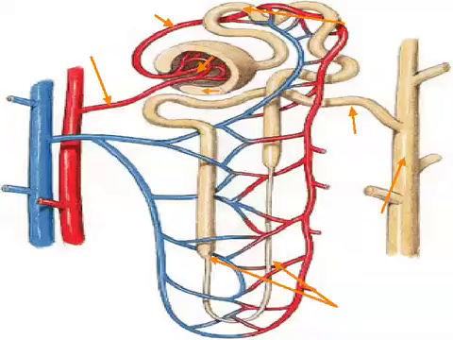The proximal convoluted tubule is the coiled part of the renal tubule, which branches off the Bowman's capsule. It reabsorbs proteins, ions, water, and glucose.